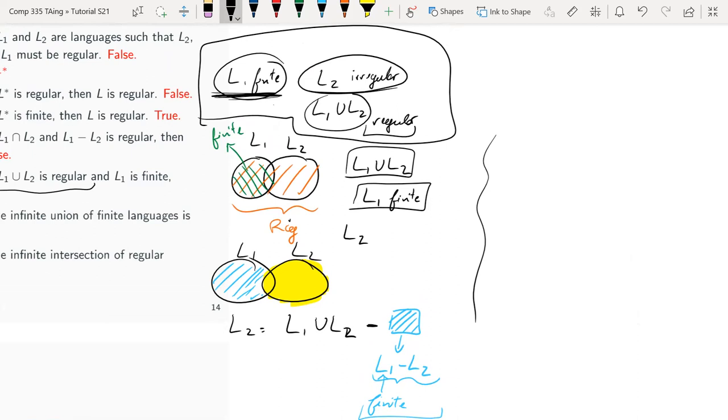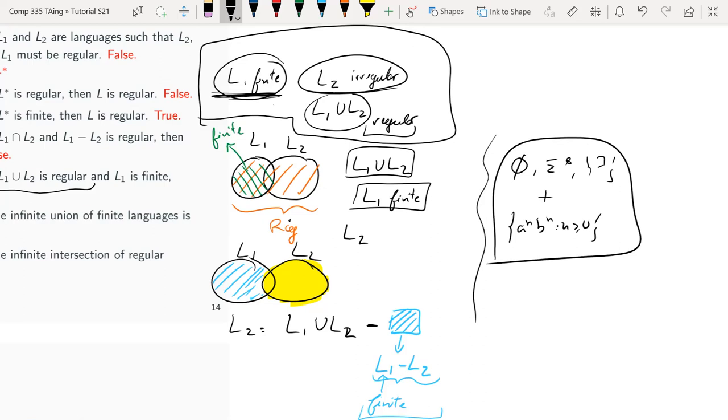You can also use a constructive proof where you create an FA. And then if you want to show that it's not regular, you need a counterexample, right? And like I said before, the best counterexamples always start with these strings, plus, let's say, a^n b^n.